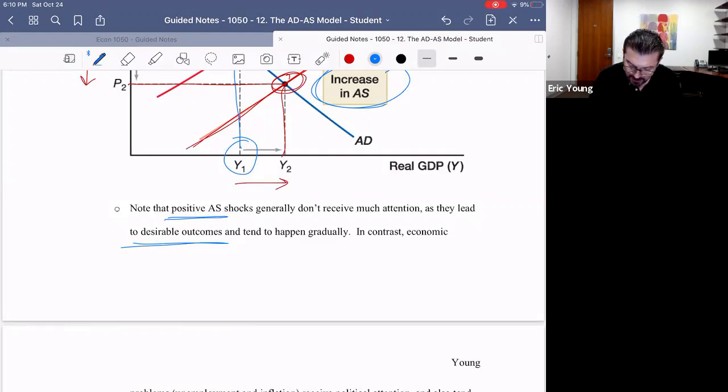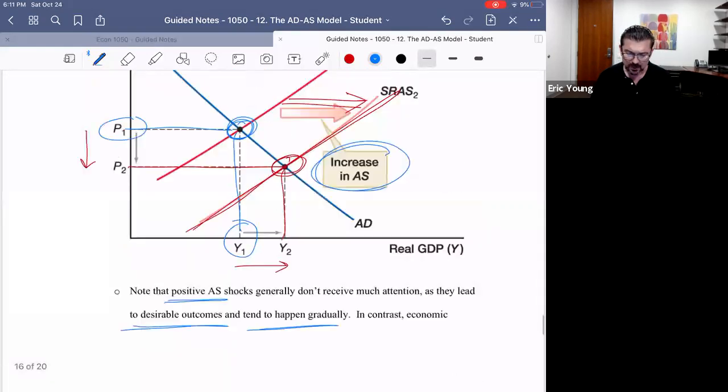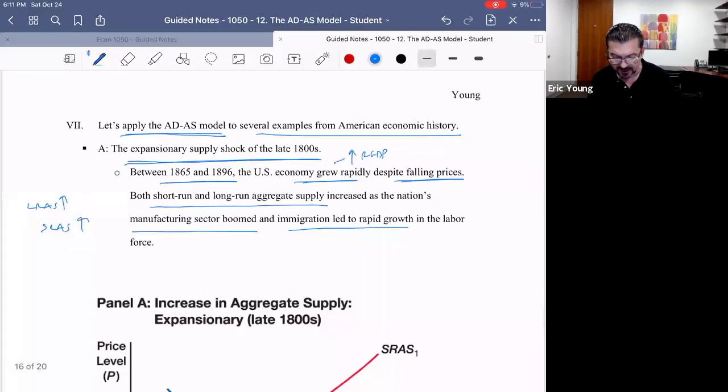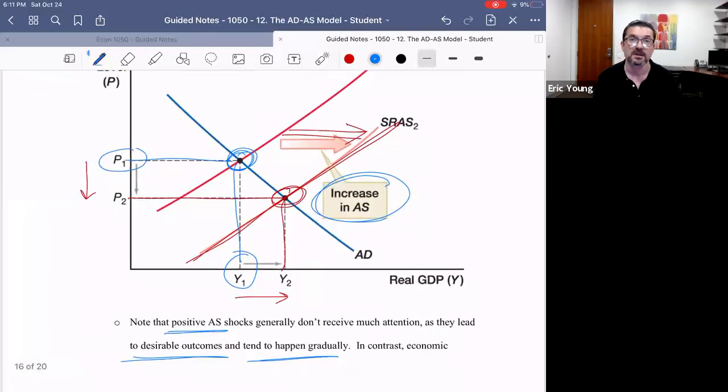At the same time, these positive AS shocks typically happen very gradually. So a big part of the reason why most of you probably have not heard about the expansionary window between 1865 and 1896, that's a whole generation of massive American growth, was because it helped people out and it happened really slowly.